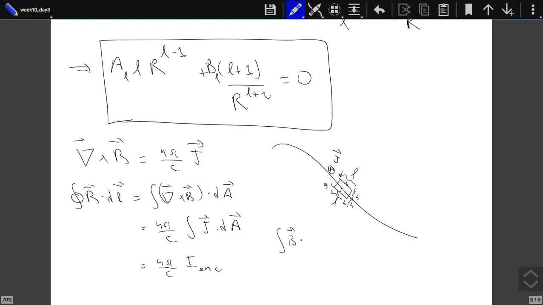So let's see, B dot DL. We can just split it into contributions from each one of those segments, but I will eventually take the limit H goes to 0, so there won't be any contribution from the segment crossing my area. So this integral will be just from A to B of B dot DL plus from B to A. That is the direction that I chose for my loop. And then from D to C of B dot DL.